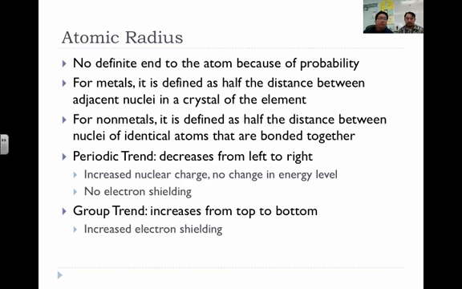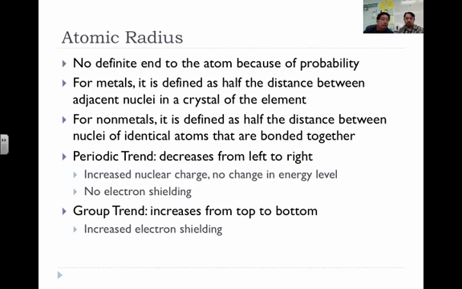For metals, we define this as half the distance between nuclei, and for non-metals, same kind of idea. You'll notice that as it goes from left to right, the atomic radius gets smaller, and as you go down a group, it gets bigger. The reason why it gets smaller from left to right is because of increased nuclear charge.